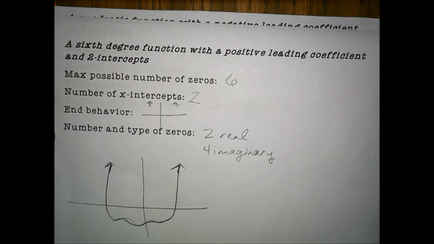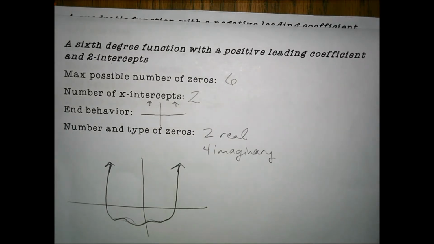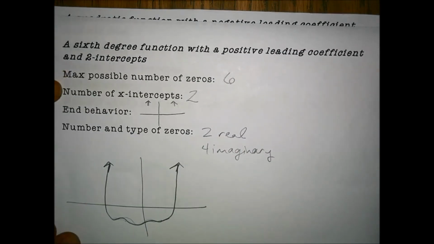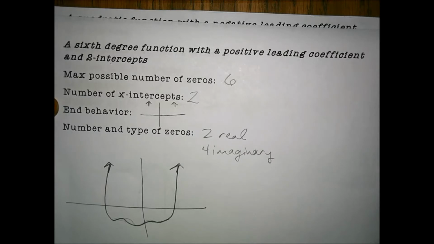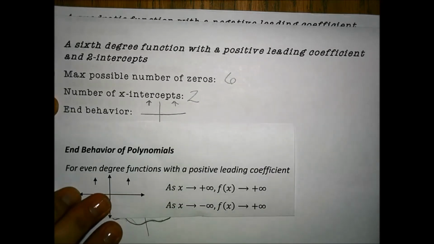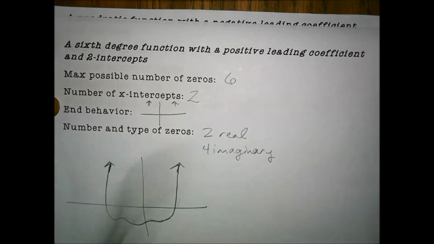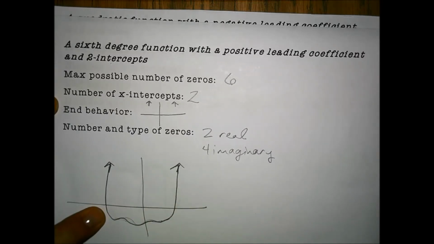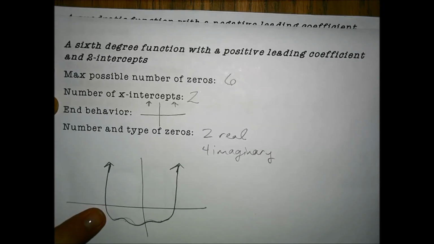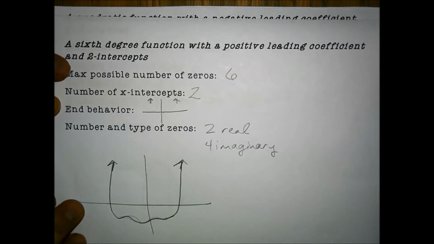6th degree function with a positive leading coefficient and 2 x-intercepts. Max possible zeros, 6. Number of x-intercepts, 2. And end behavior, same for even degree functions with a positive leading coefficient. 2 real zeros, x-intercepts, which means the rest have to be imaginary. We might be able to get some repeated if we use some repeated. That's a possibility. But this is the simplest way to deal with a sketch like this.